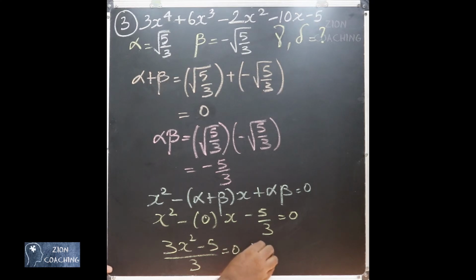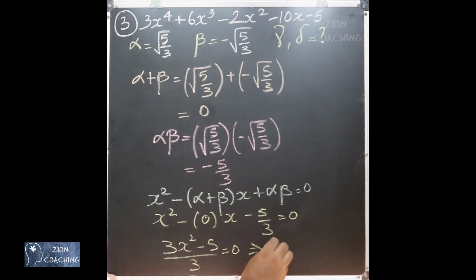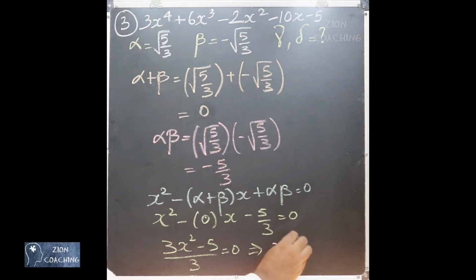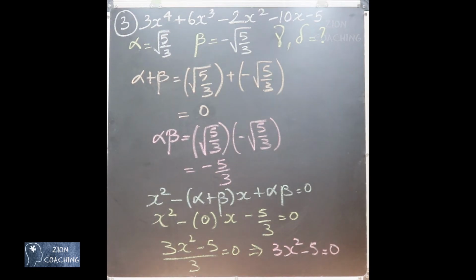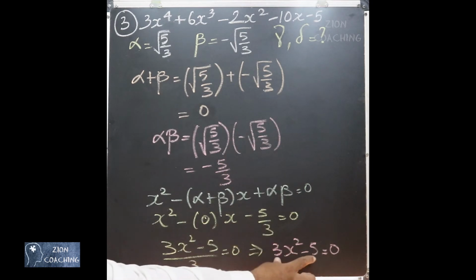This 0 into x will become 0. Finally, when you take this 3 to the other side, 0 into 3 is equal to 0. So finally we are going to have 3x² − 5 = 0. So we have formed a quadratic polynomial using these two zeros. So these two zeros are the zeros of this quadratic polynomial.